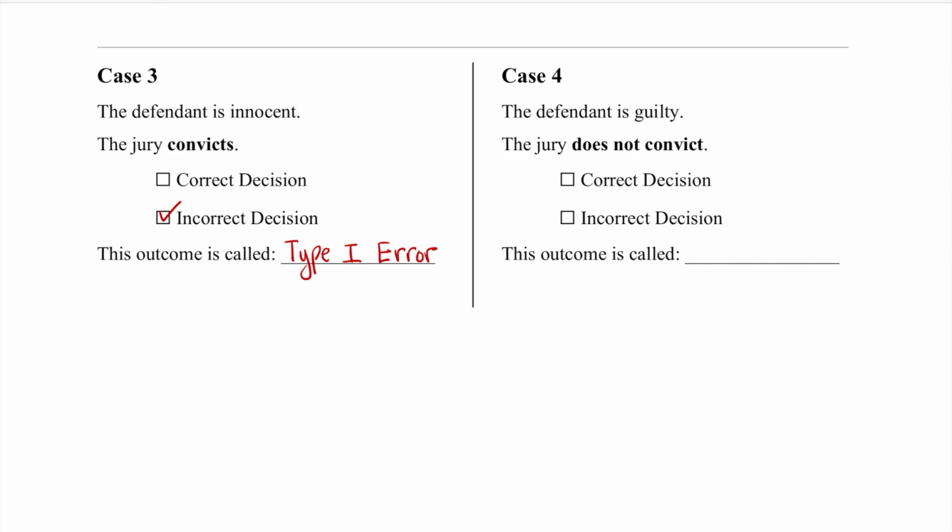Case number 4. The defendant is guilty, but the jury does not convict. This is an incorrect decision. This is called a type 2 error. A type 2 error means not rejecting a false null hypothesis. A good memory hint is misdetection. There really was evidence against the null hypothesis, but you failed to detect it.